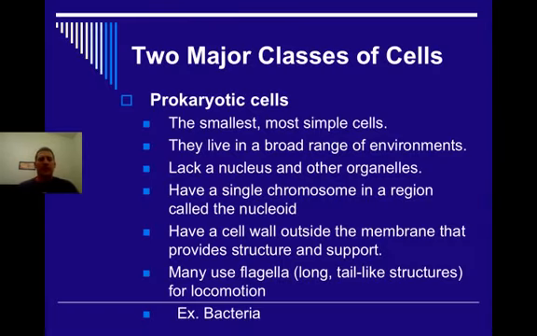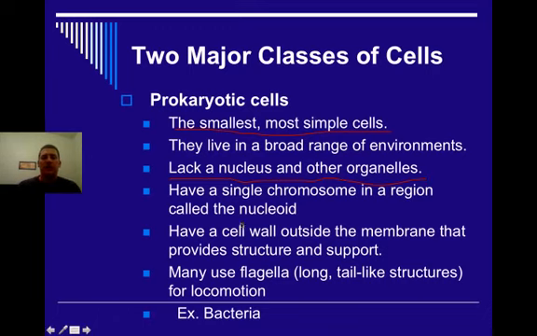There's what's called the prokaryotic cells, which are going to be your smallest, your simplest cells. Okay, they live in a very broad range of environments. And what sets them apart from other cells is they lack a nucleus and other organelles. So they do not have a nucleus. Prokaryotic cells, again, have no nucleus. They also don't have any other organelles. So they don't have mitochondria. They don't have the Golgi apparatus or the endoplasmic reticulum. They don't have any of that.